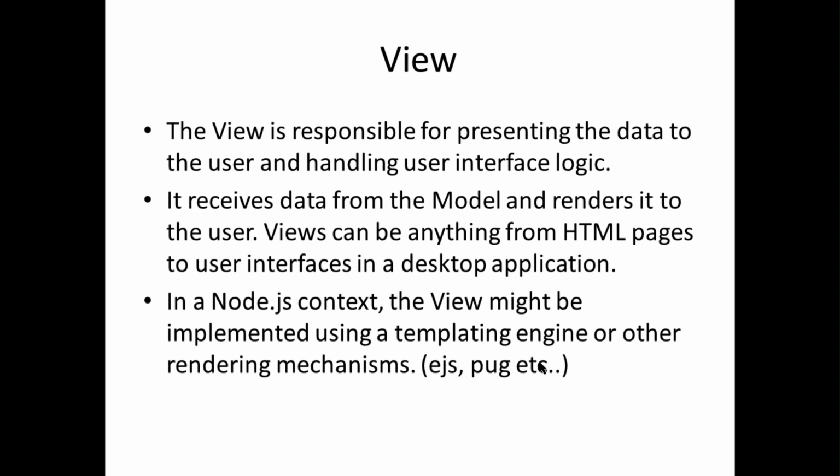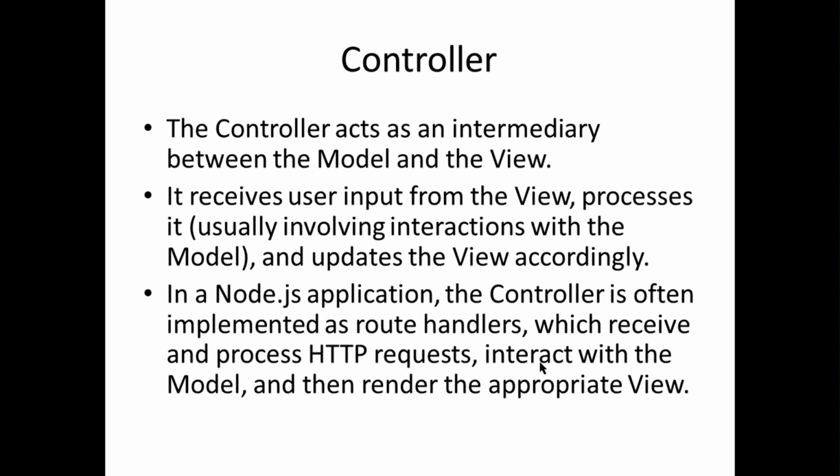Now, the last component is the controller. The controller acts as an intermediary between the model and the view. So basically, it manages the flow of data between the model and the view. It receives user input from the view, processes it, usually involving interactions with the model, and updates the view. The controller processes the input, and interacts with the model to update the data or retrieve information.